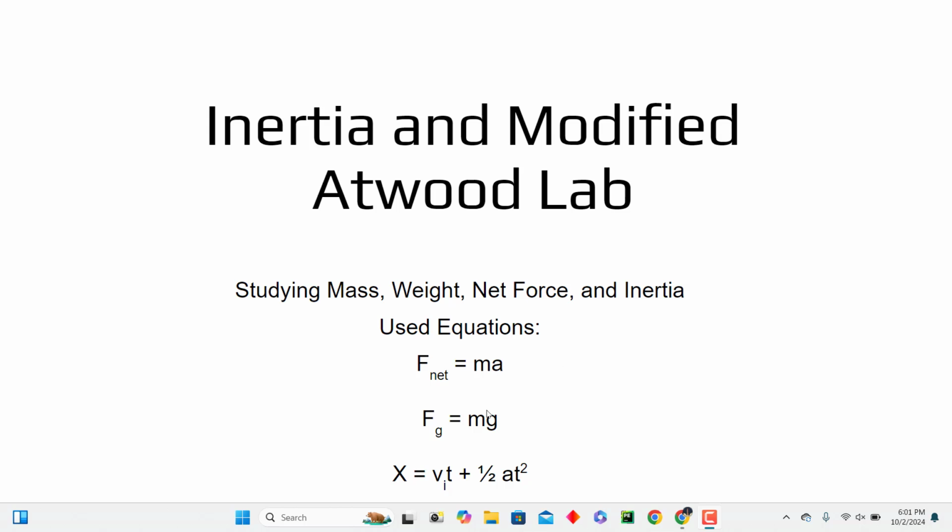We're going to use equations like F net, net force, equals mass times acceleration. The force of gravity, or weight, is equal to mass times gravity. And then displacement equals initial velocity times time plus 1/2 acceleration times time squared. And we're going to use this one. We're going to modify it a bit so that we can solve for the acceleration in this lab on this Atwood machine, the modified Atwood machine you're going to see.